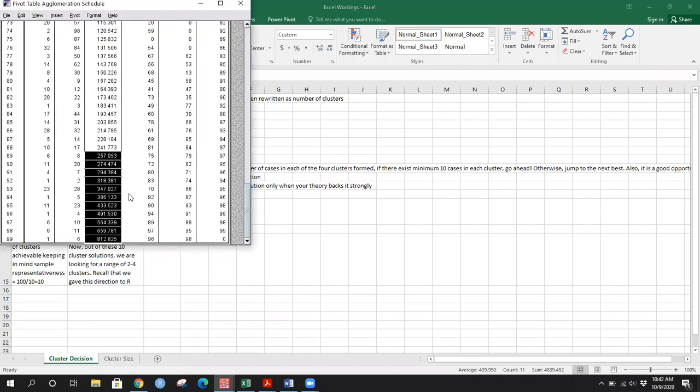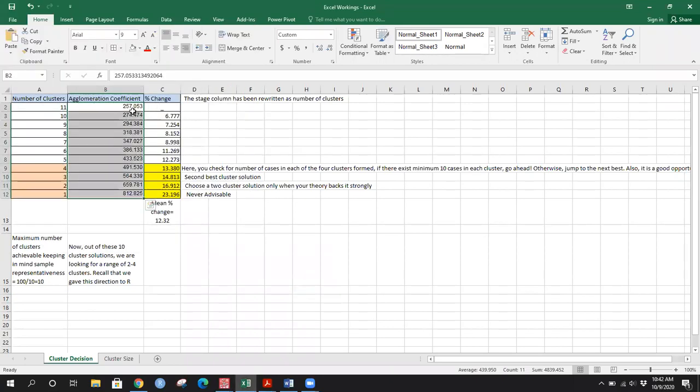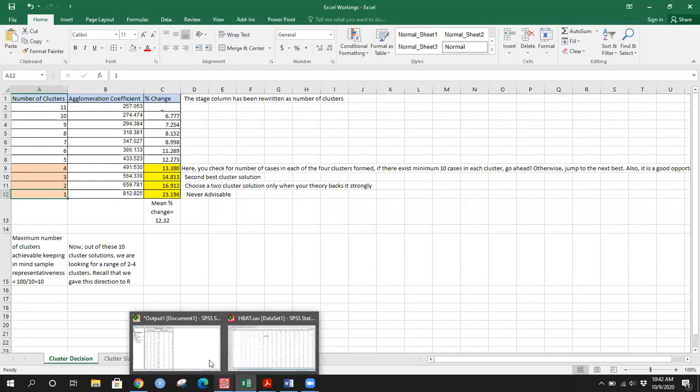You can compare. So this is 257. So you see this? Okay. So that's 257, 274, 294, and so on. Now this is my agglomeration coefficient for the 11 cluster solutions. So I have named a column here, number of clusters. And as I taught you just now, I'm going to rename that column of stages. Taking you again there.